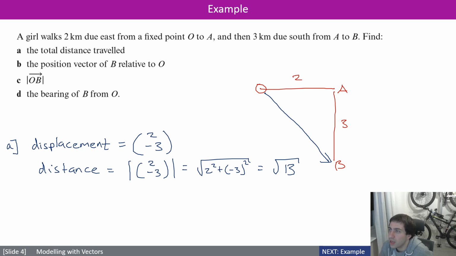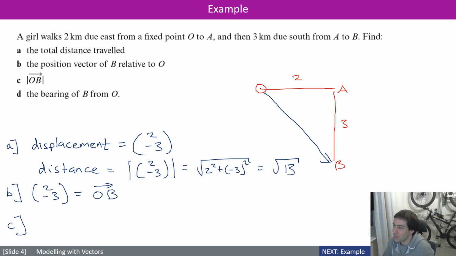So then let's look at part B. The position vector of B relative to O. Okay, that's useful because we've done that. It's (2, -3). That's what B is. That's the B position vector. So let's actually be specific. That is OB is (2, -3). It's getting us to repeat ourselves a bit, it seems. I think this is partly because we did it properly for A, and because we did it so well, now it's just kind of repeating it a little bit. So magnitude of OB, we just saw, that's root 13.